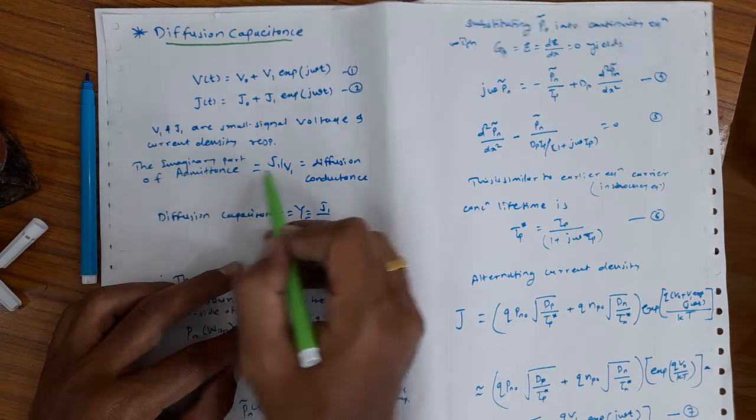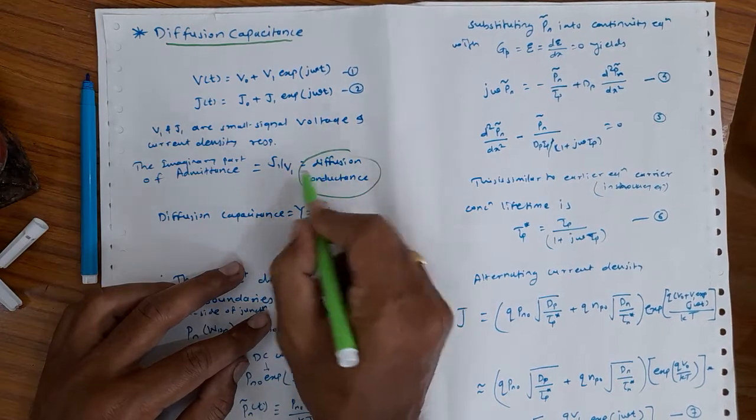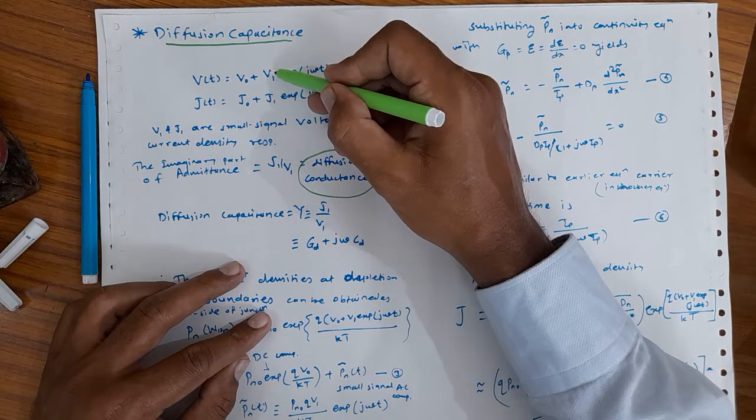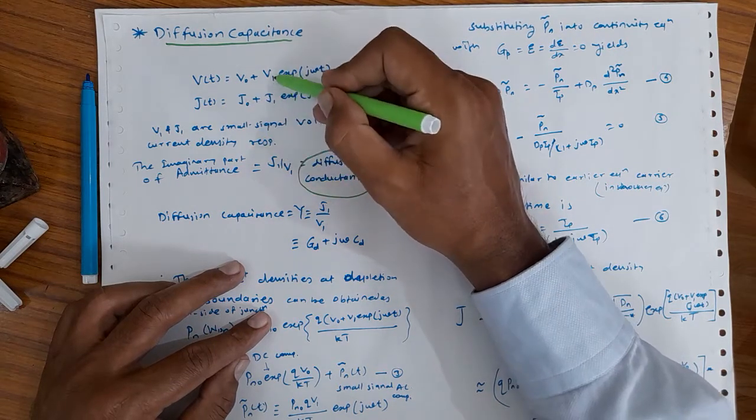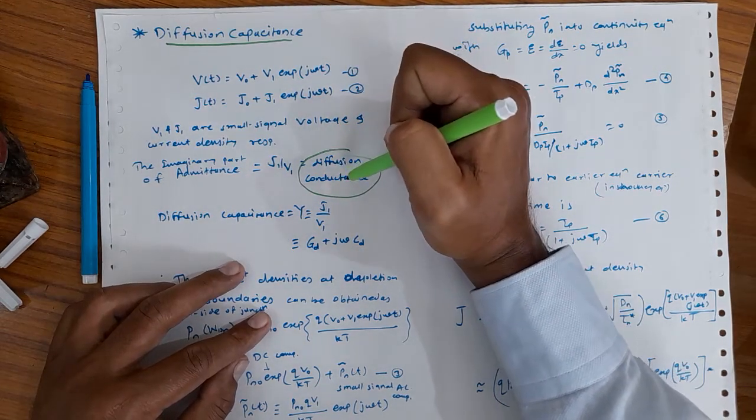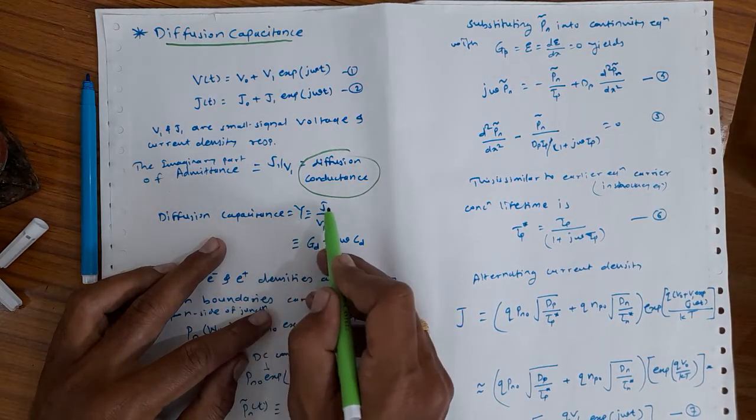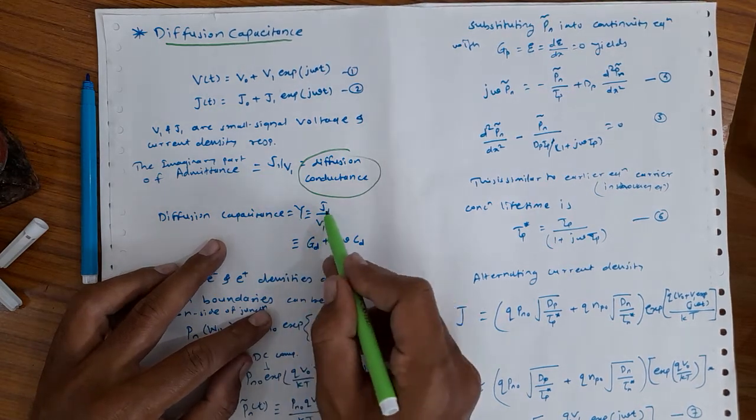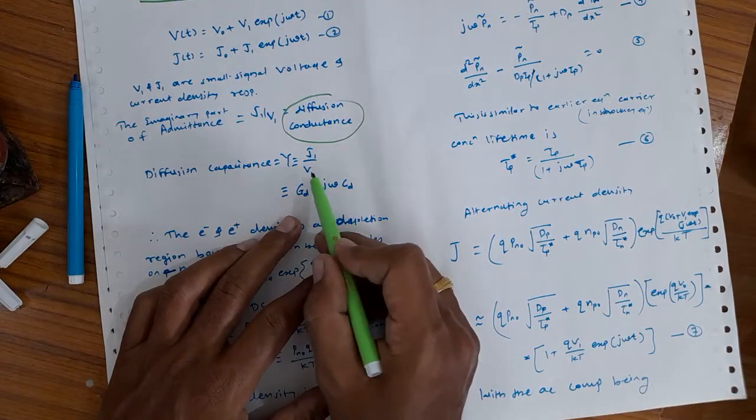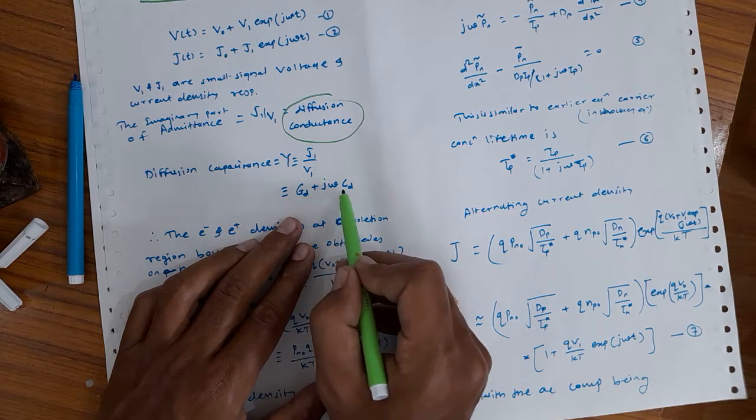Now the imaginary part of the admittance, which is given by j1 by v1, gives us the diffusion capacitance. The j1 by v1 is nothing but the ratio of the small signal current to the voltage applied, and that gives us the admittance. So the admittance Y is defined to be j1 by v1, and it is a complex quantity, so we can define it with a real part as well as an imaginary part.